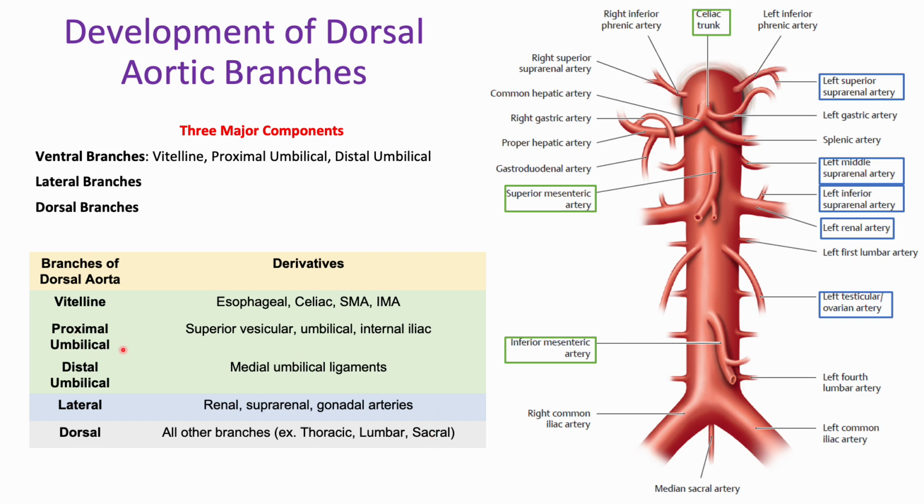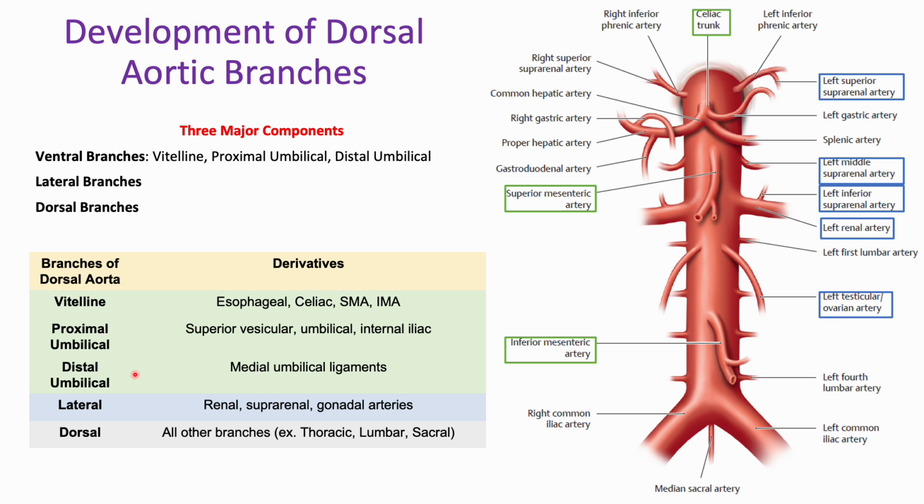Now, we do need to keep track of the proximal umbilical and distal umbilical. These are coming off the anterior aspects of the aorta, but that's happening more distally in the pelvis. So that's after the common iliac splits into an internal iliac and an external iliac. So coming off that internal iliac, we're going to have the umbilical artery, and that umbilical artery is going to give off the branches superior vesicular and the umbilical.